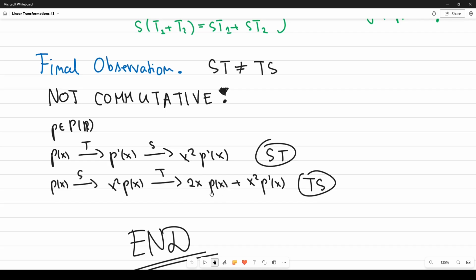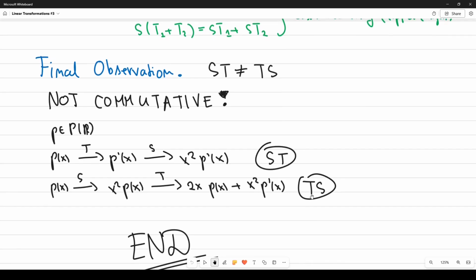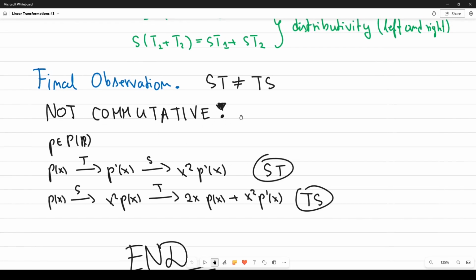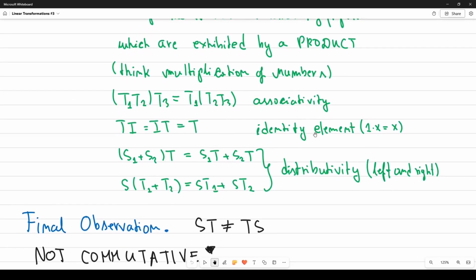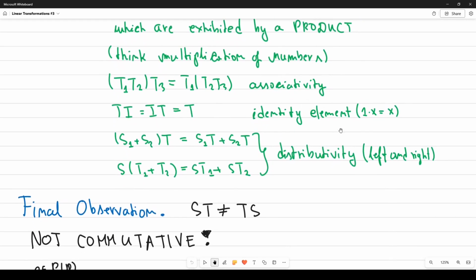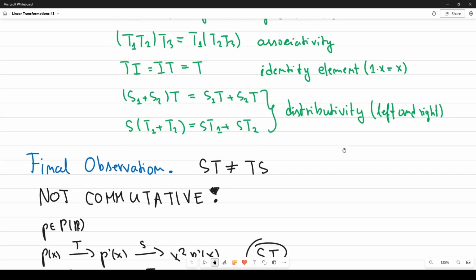Again, if you know what a derivative is, great. If not, just trust me, bro. So you get this. And these two thingies are in general not equal. So S times T is not in general equal to T times S. So this product, this multiplication, is in contrast to the multiplication of real numbers, which is commutative. Well, this is not commutative. It is not that nice of a multiplication, but still it exhibits some very nice-ish multiplication properties. Again, associativity, identity element, and distributivity, still pretty nice.